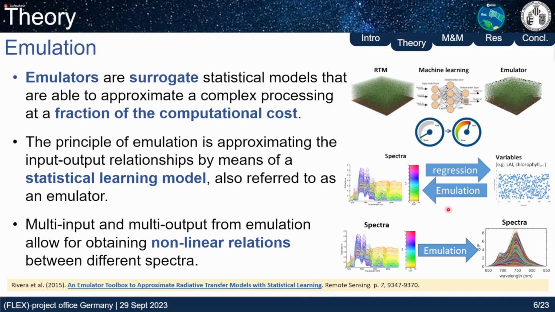The advantage of the emulation is that, as regression is mainly used with a large dimensionality input to a single variable, the emulation has to achieve a link between many variables at the input and also a high dimensionality output. So the idea is that with these premises, we can use this property of the emulation, the multi-input and multi-output, to obtain nonlinear relations between different spectra. In our case, the nonlinear relations between the spectra of radiance and the spectra of sun-induced fluorescence.